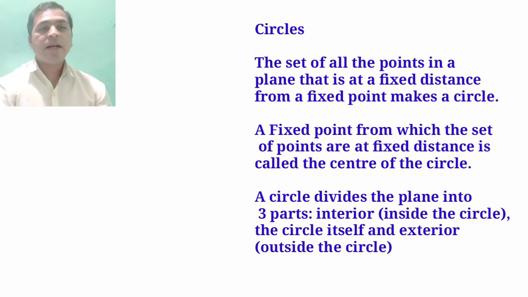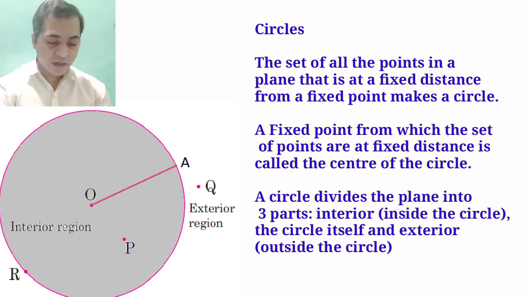In this slide we are going to learn about circle, center of circle, and how the circle divides the plane in three parts. So first of all, discussing about circle: the set of all points in a plane that are at a fixed distance from a fixed point makes a circle, right students? So here the round part with red color, this is the circle. A fixed point from which the set of points are at fixed distance is called the center of a circle.